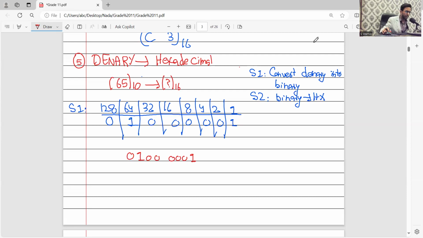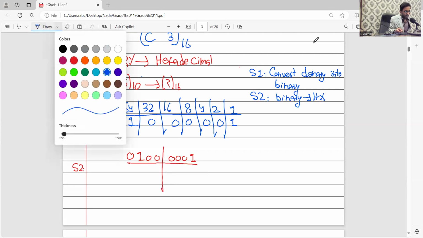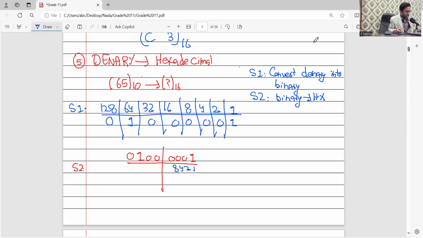What we need to do if I'm converting from a binary number to hexadecimal. So now what I'm going to do is again break this into a series of 4s, and now I'm going to add 1 2 4 8, 1 2 4 8, and I'm going to add 1 2 4 8.